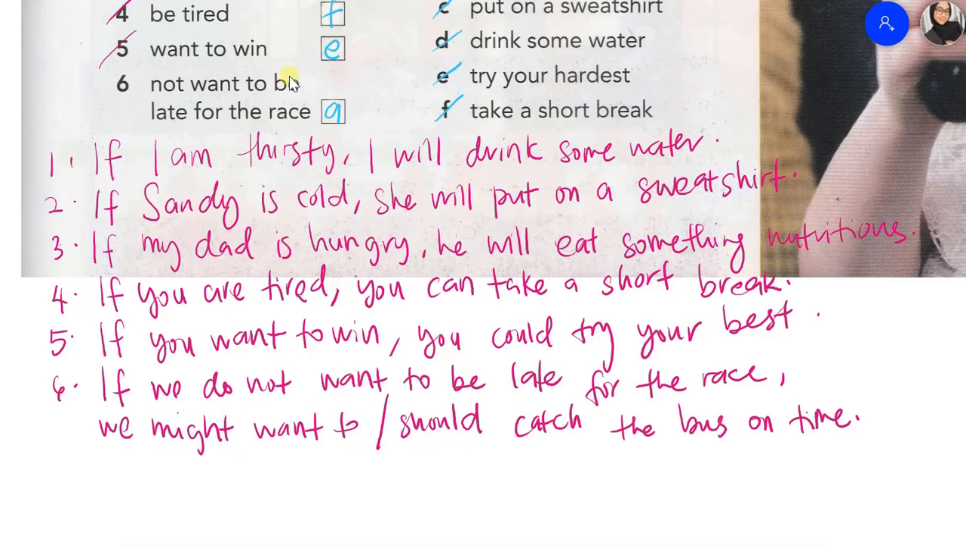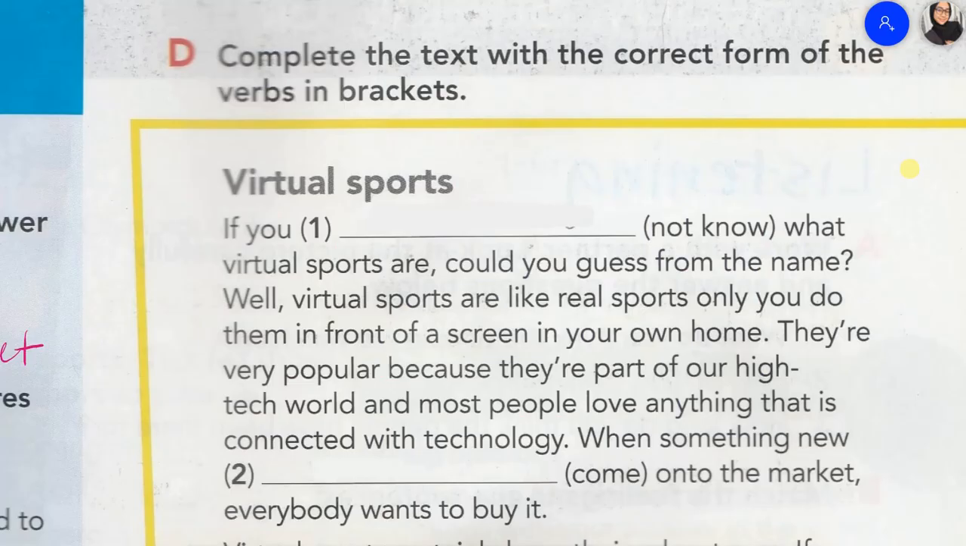So there you go. That is the sample sentences. Maybe you can write down your own sentences. Right? These are just my suggestion. Right, now let's do the last task, which is task D. Complete the text with the correct form of the verbs in brackets.